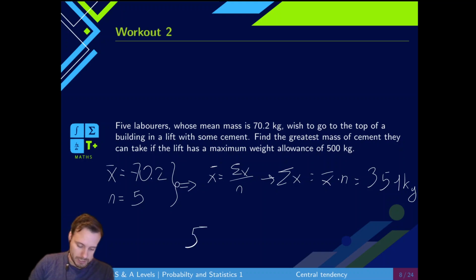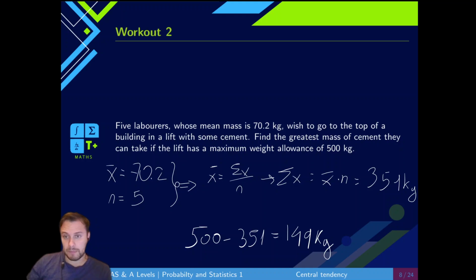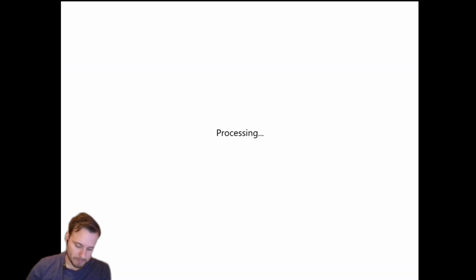We know that the maximum is 500, and we subtract the 351 kilograms for the laborers, and we get a total of 149 kilograms. This is the maximum that they can carry with them if all 5 are there. Now, clearly, if one of the laborers is not there, then they can carry more cement. So this is how to use the sum of totals as part of an exercise. This is like the beginning for this topic.